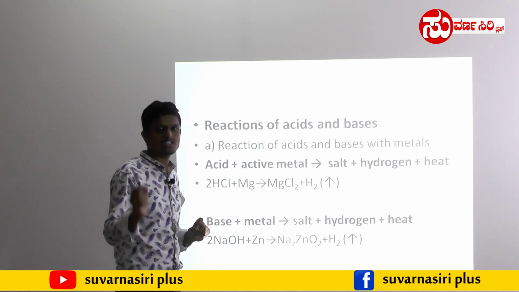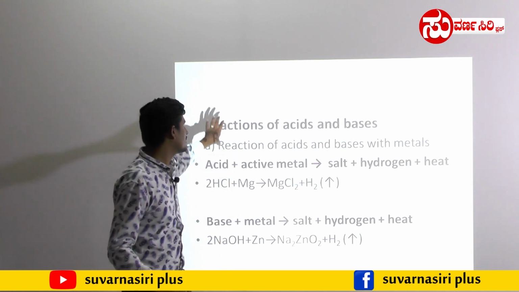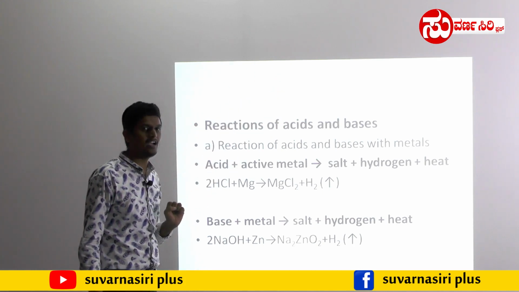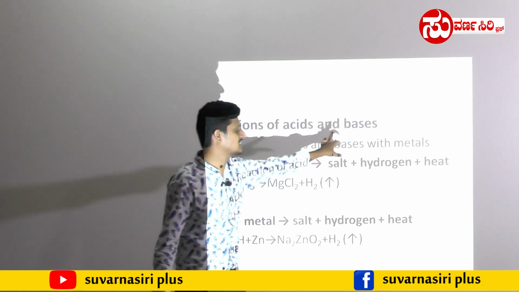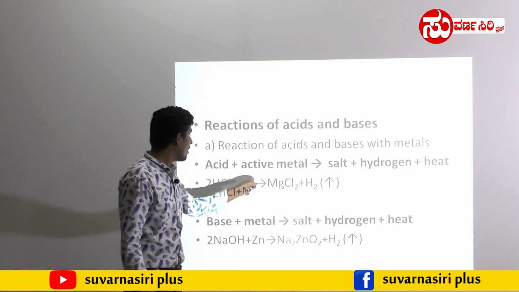So this is all about indicators. Now I am going to discuss the main points of the chapter. First, the reaction of acids and bases with metals. Both acids and bases, how do they react with metals?